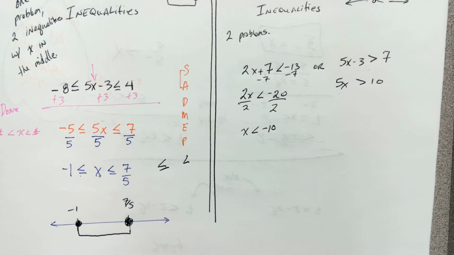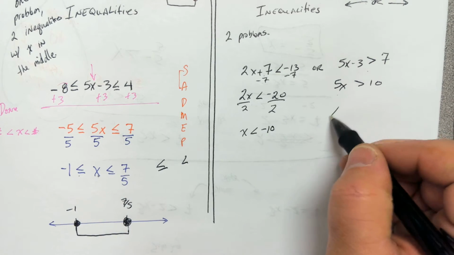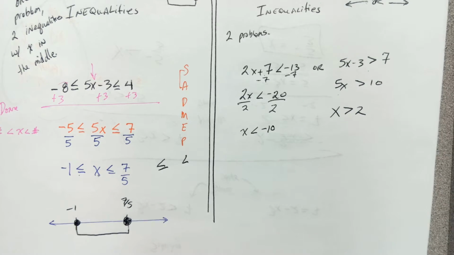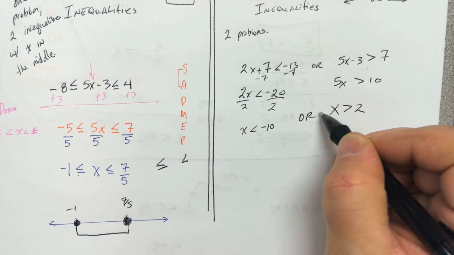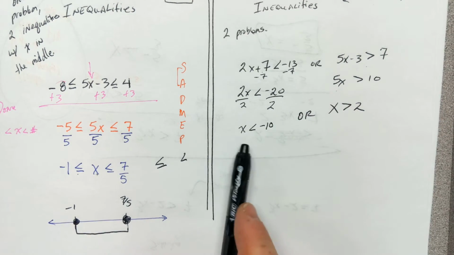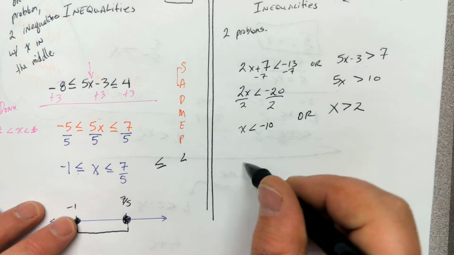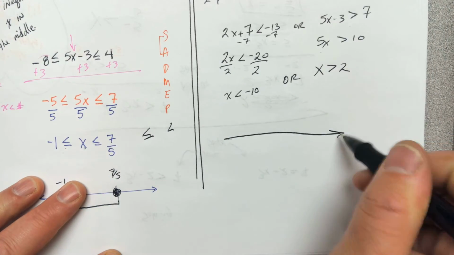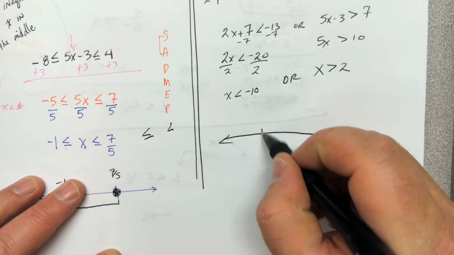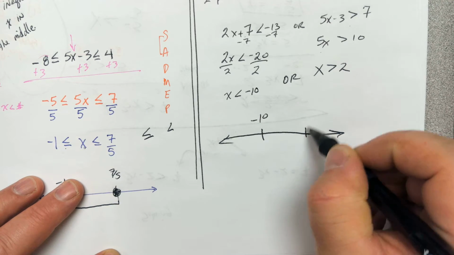Is that okay so far? And then that's or, you see? So x is either going to be smaller than this or it's going to be more than that. So let's do our graph. Negative 10, 2.